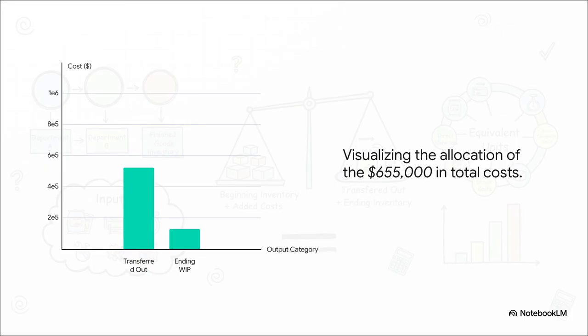You can see the entire pool of $655,000 in costs being split into two buckets. The vast majority of it, the $525,000, flows out with the completed goods to the next department or to finished goods inventory. The remaining slice, that $130,000, stays behind as the value of the partially completed work still in the mixing department. It's a very intuitive way to see the cost allocation.